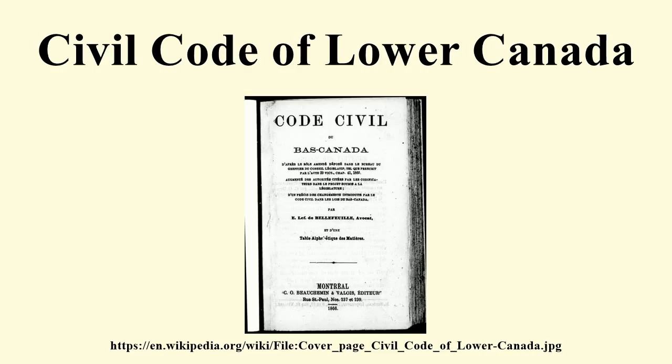Unlike the 1804 French Civil Code, with its revolutionary ideals, the Civil Code of Lower Canada reflected the conservative, family-oriented values of the largely rural society of 19th-century Quebec, as well as the economic liberalism of the burgeoning commercial and industrial elites concentrated in Montreal.